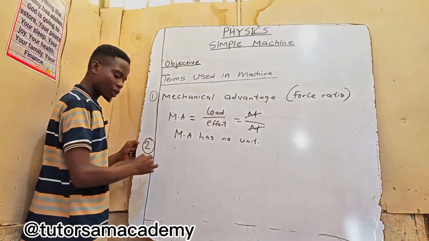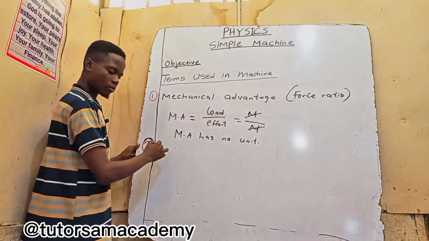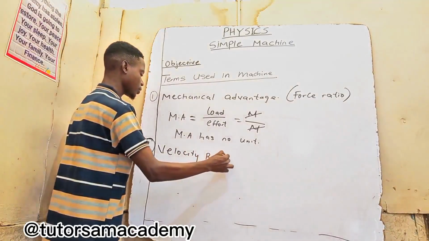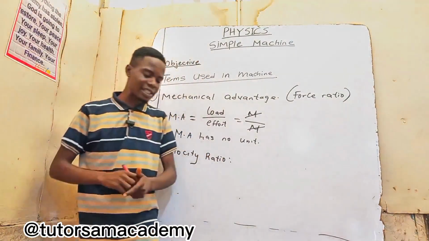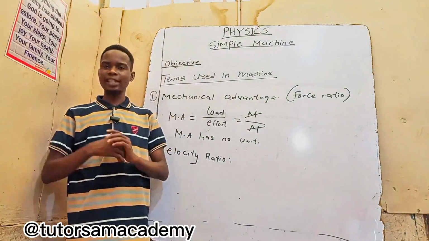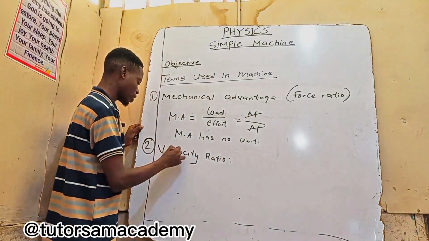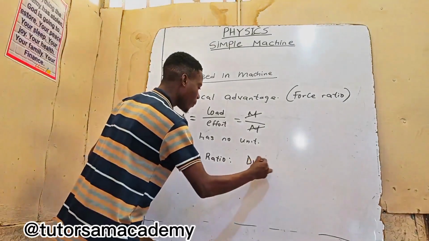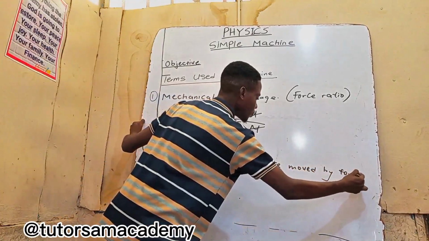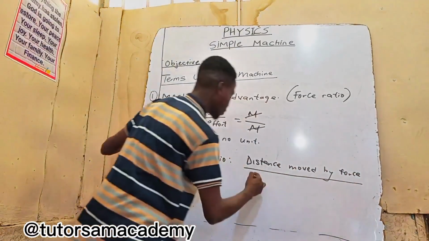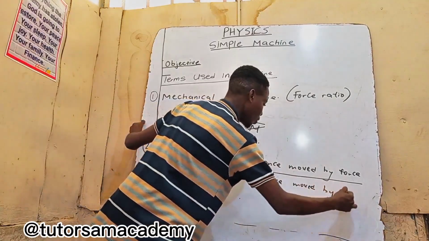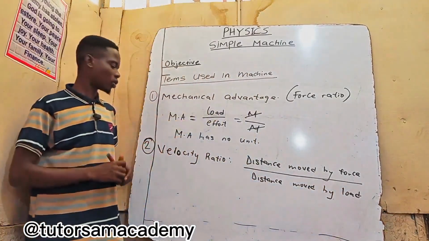So number two, let's talk about velocity ratio. Velocity ratio is the ratio of distance moved by the force to the distance moved by the load. Distance moved by the force, the ratio of distance moved by the force to the distance moved by the load. So let's just be giving brief definitions on all this terminology.